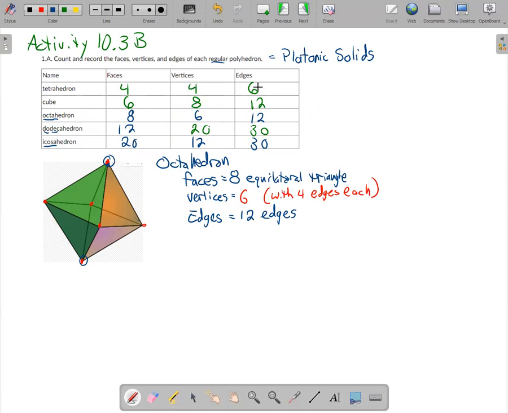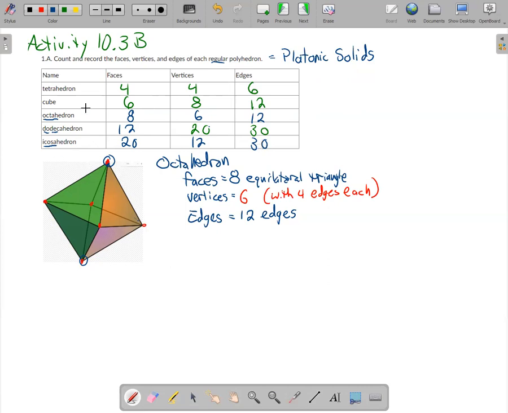The vertices and edges, there's some patterns going on. So notice there's the 4 and the 6 here. And then let's see, what other patterns do we see here? The cube goes 6, 8, 12. The octahedron goes 8, 6, 12. The dodecahedron goes 12, 20, 30. And the icosahedron goes 20, 12, 30. So there's definitely some interesting relationships happening here. And we're going to look for a couple of them.